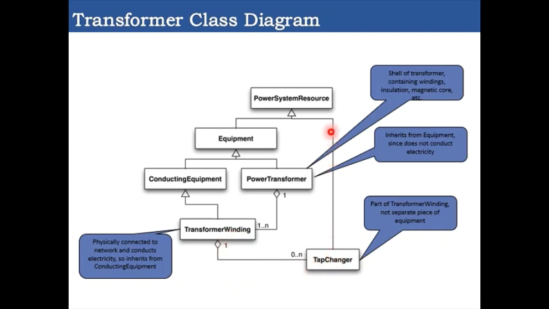Tap changer will inherit properties from power system resource. So ultimately all devices in the power system will inherit basic properties from power system resource. So now in this way you can see how the transformer class diagram is created, which contains the various components.